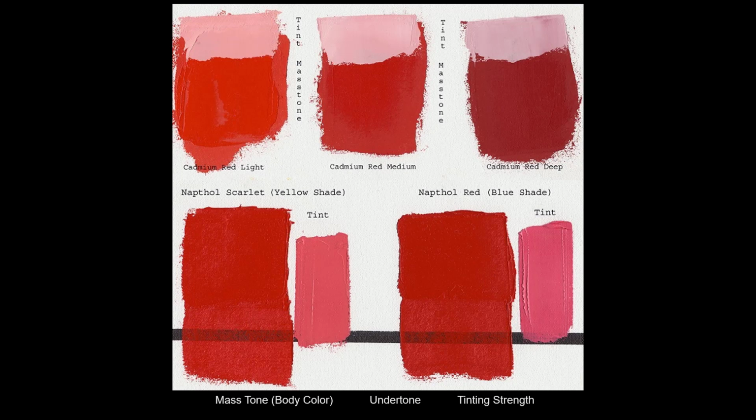And you can see that the difference between the kind of pink that you get when you add 50% white for cadmium red is much softer in tinting strength than the really strong kind of hot pink that you get with a naphthol red. So even though the mass tones are fairly similar, the tinting strength is quite different.